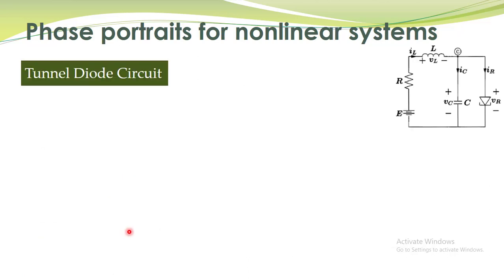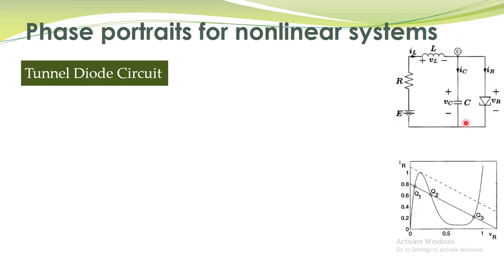Similarly, if we talk about another nonlinear system, which is the tunnel diode circuit, you are well familiar with these electrical circuits. You have a resistor, inductor, and capacitor, and in parallel with the capacitor, you have connected a tunnel diode. What is a tunnel diode? For the tunnel diode, the voltage versus current VI characteristics are given by this graph. Initially, if you increase voltage, the current through this diode increases. Further increase in voltage will result in a decrease in the current, and then a further increase in voltage will again result in an increase in the current through the diode.